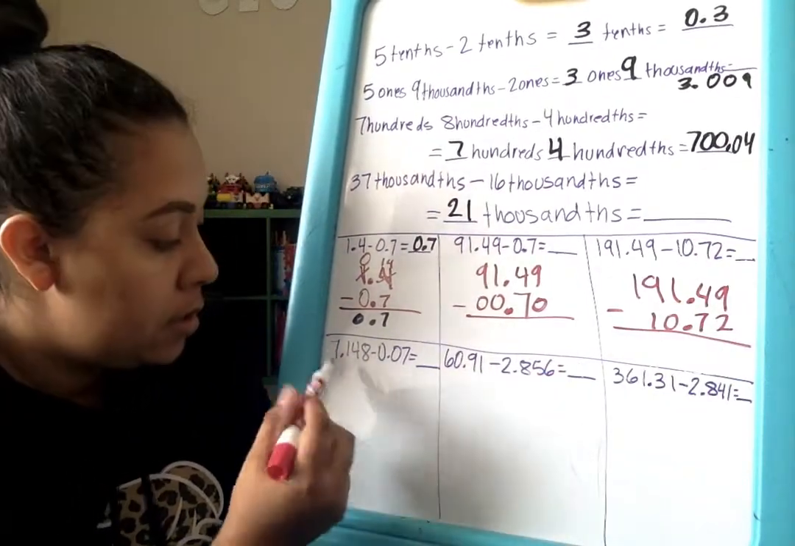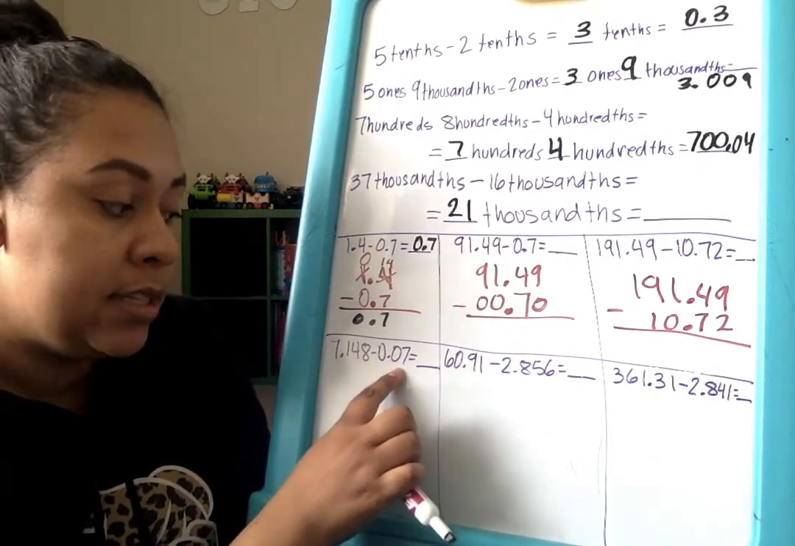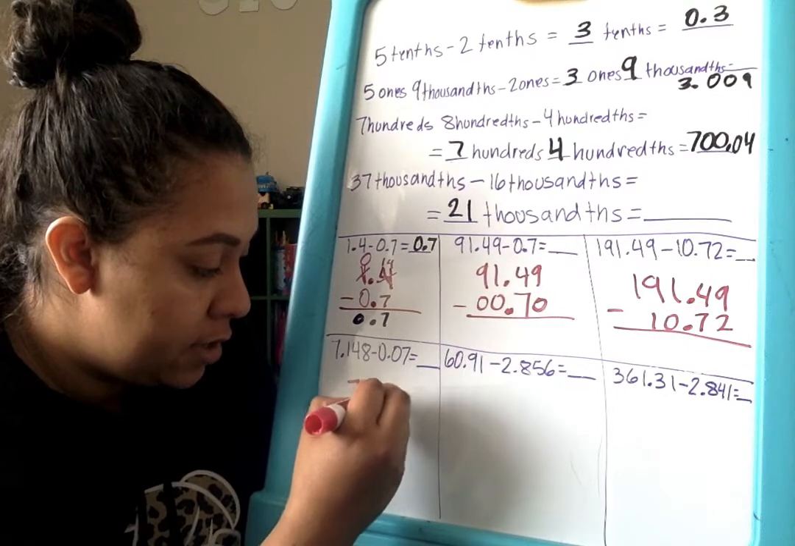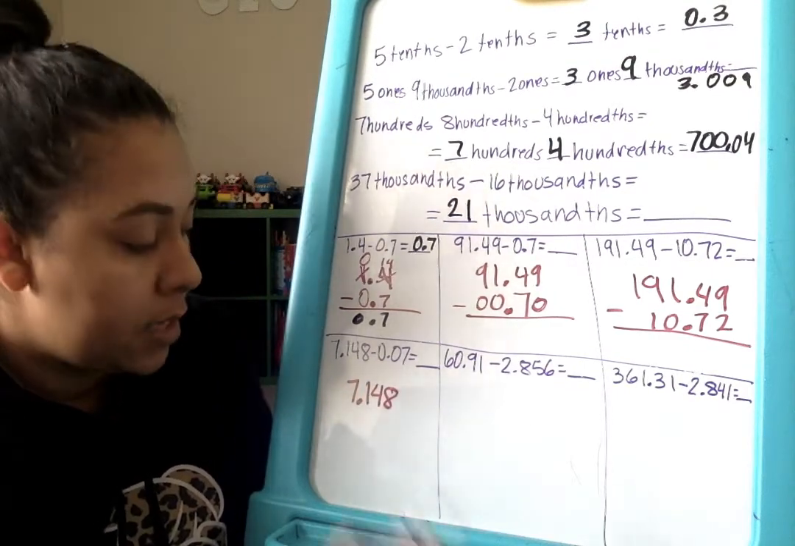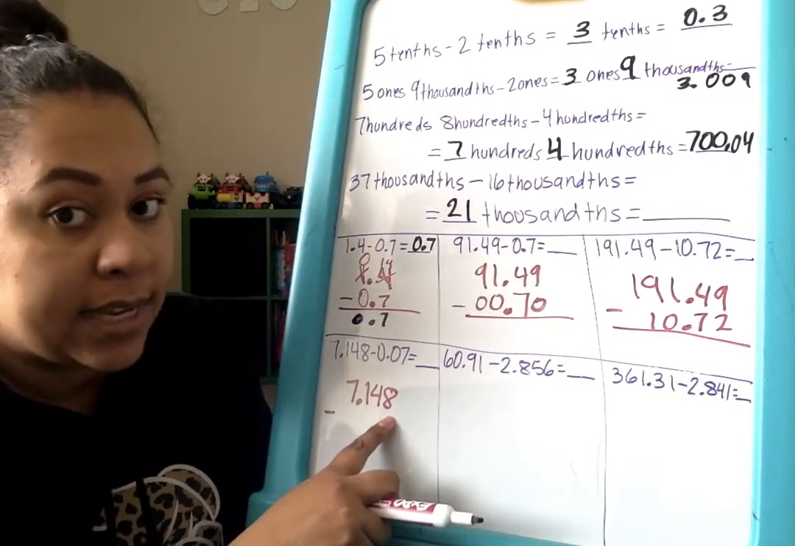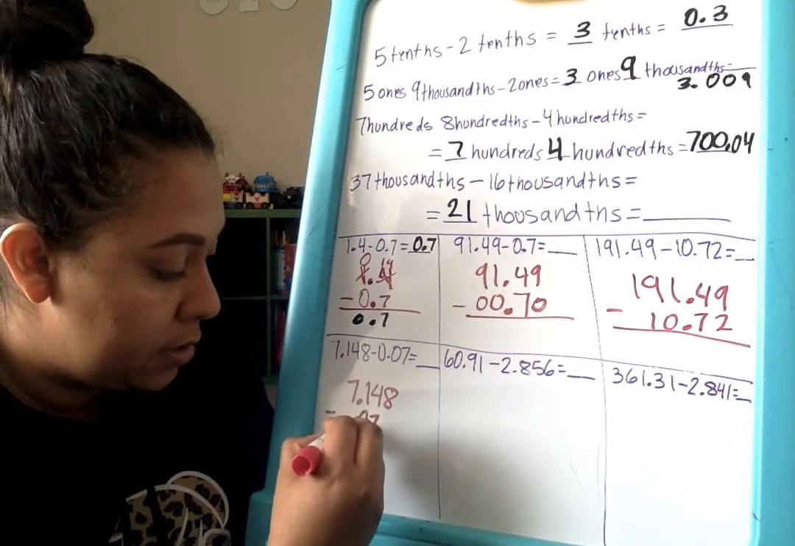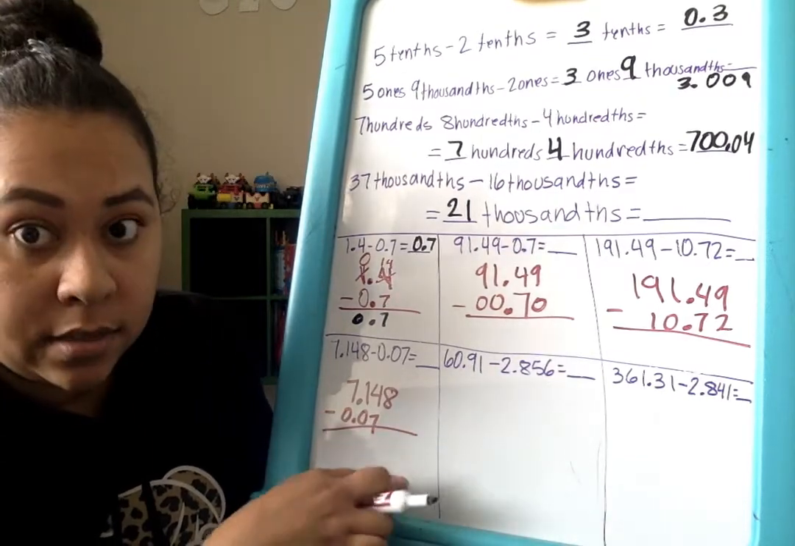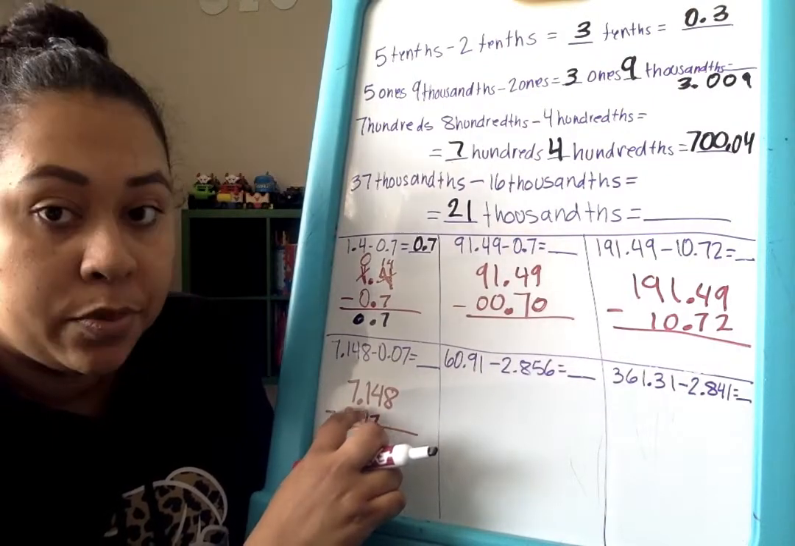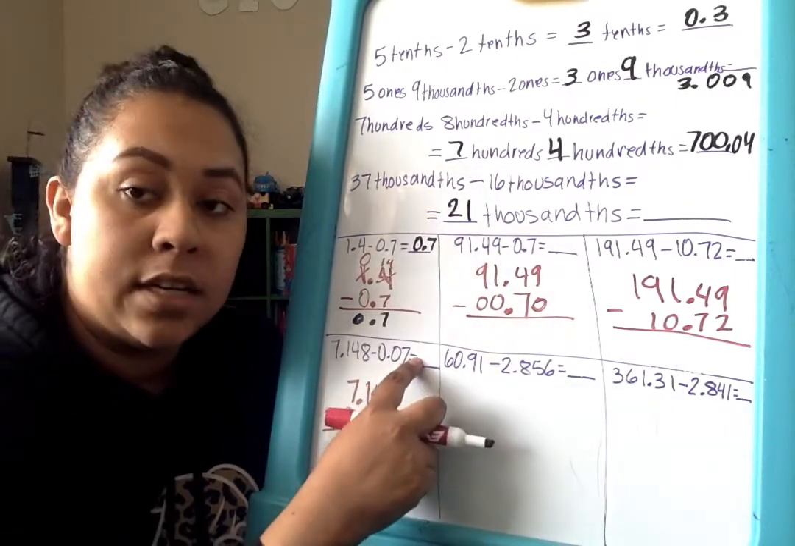Next one, 7 and 148 thousandths minus 7 hundredths. So start with your first part, so 7 and 148 thousandths minus 7 hundredths. So the 7's not going to go below the 8 because that's the thousandths place. The 7 goes in the hundredths place. Okay, so just like that. So the 7 lines up with the 4 because that's all the hundredths. 0 lines up with 1. Decimal, 0 lines up with 7. Okay, solve it and then plug in your answer here.